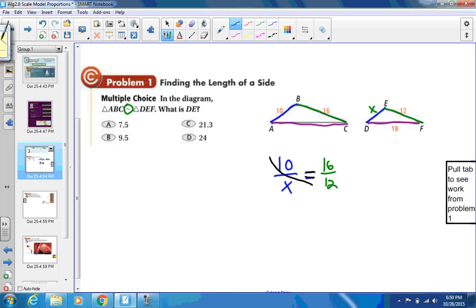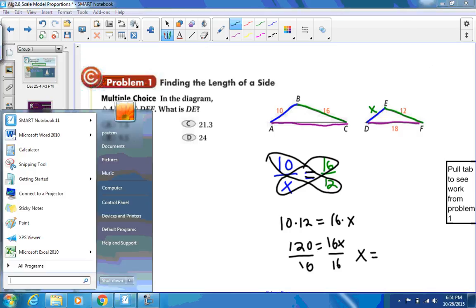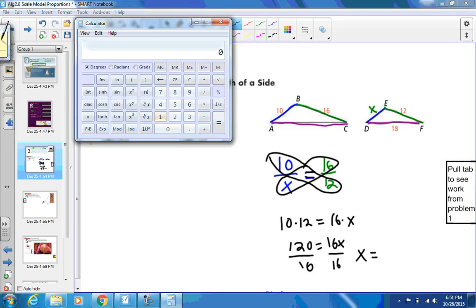So we have 10 times 12 is going to be equal to x times 16. So our equation is 120, because 10 times 12 is 120. It's equal to 16x. And then to solve for x, we divide both sides by 16. And we get whatever x is equal to. Now, I'll just pull out the calculator to check. 120 divided by 16 says 7.5.